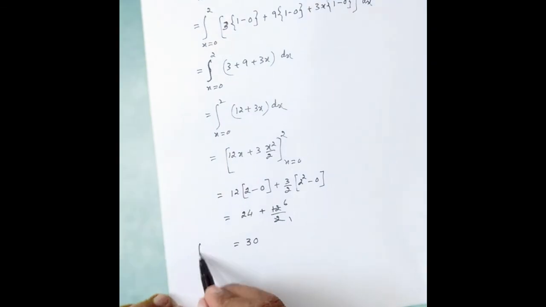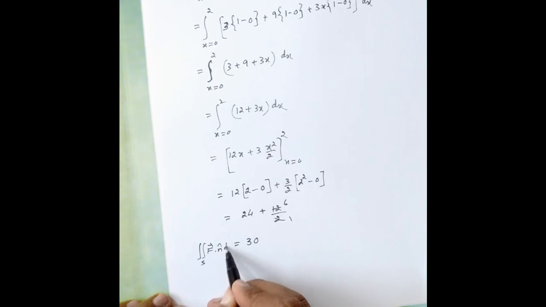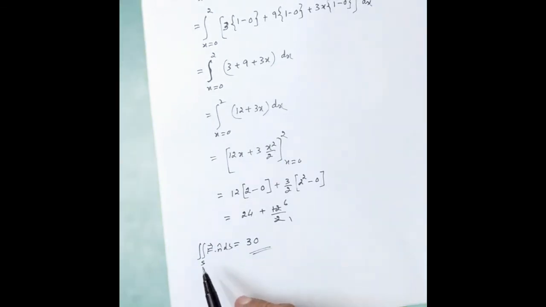So this will be nothing but double integral over the surface S vector f dot n cap into ds. So we have evaluated this surface integral using the Gauss Divergence Theorem. That's the required solution we have.